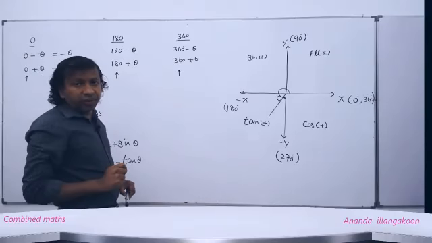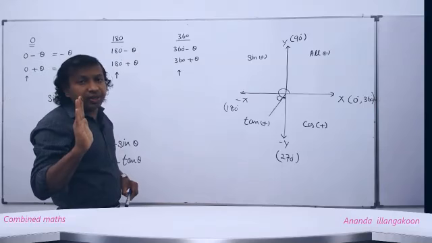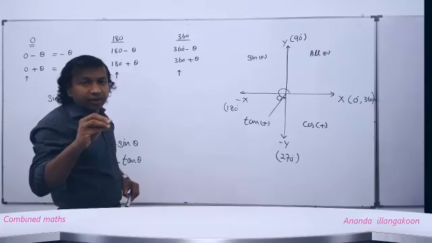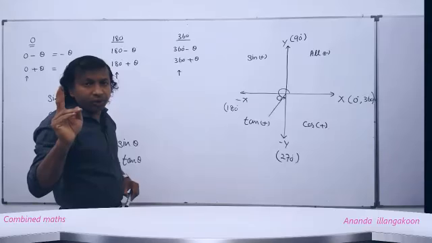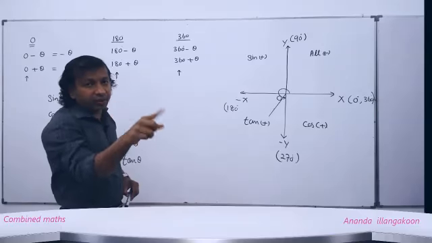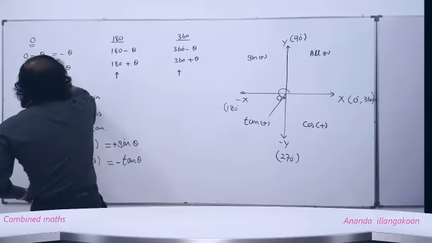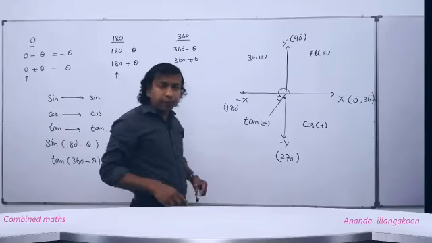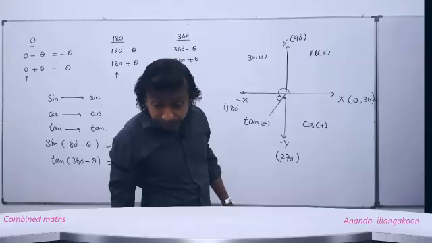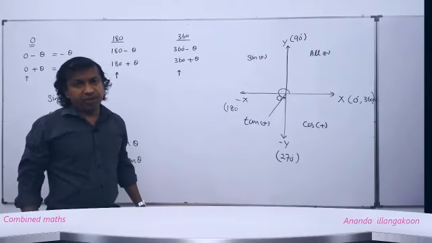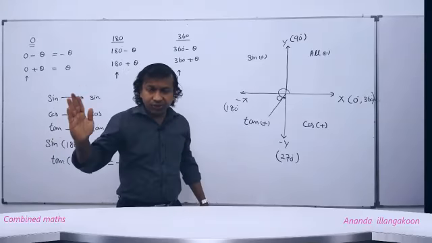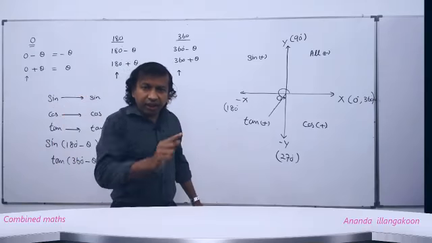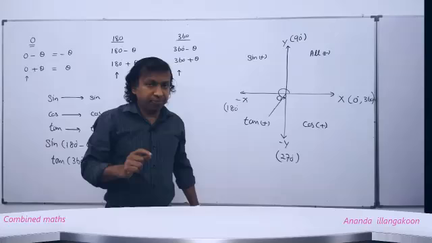right? Then remember, if any angle contains an angle which is on the x-axis, 0, 180, 360, and after that another angle is added or subtracted, that means like this. Okay. Then the ratio doesn't change. If the ratio is sine, the answer is also sine. If the ratio is cos, the answer is cos. If the ratio is tan, the answer is tan. And in the answer, you have to determine the sign, plus or minus sign.